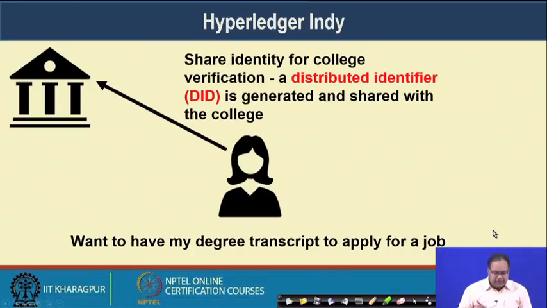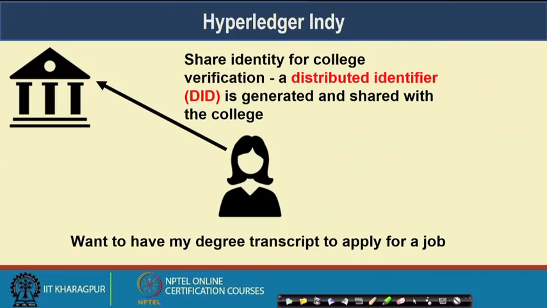Then she shares her identity information with the college for verification. So, the first task that Alice has to do is to share her identity information with the college, so that the college can verify that this is the authoritative person named Alice to whom I can share her transcript so that she can utilize it for some other purposes. So, here Alice wants to apply for a job.